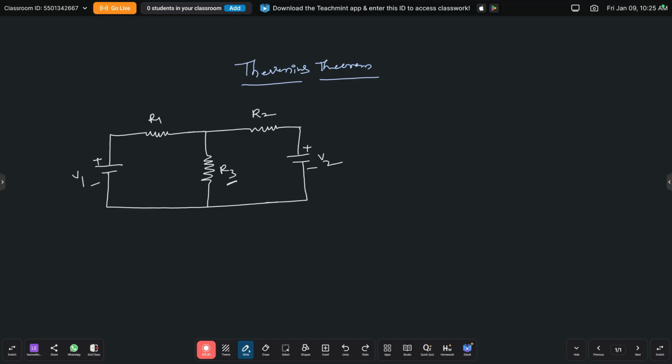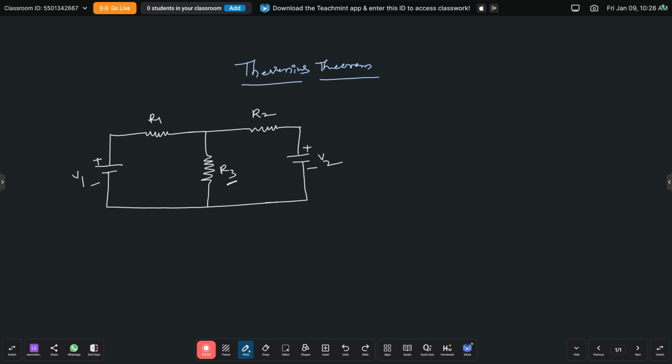But the procedure is different for nodal, mesh, superposition, Thevenin's and Norton's theorem. So suppose in the examination, if they ask to find it by applying mesh, then we follow mesh only. If they ask for nodal, then we follow nodal. Or if they ask for any particular theorem, then we follow that particular theorem only. The procedure is different for all these, but the final answer is the same. In the previous class, we applied nodal analysis, mesh analysis, and the superposition theorem. In this class, we are applying the Thevenin's theorem procedure.